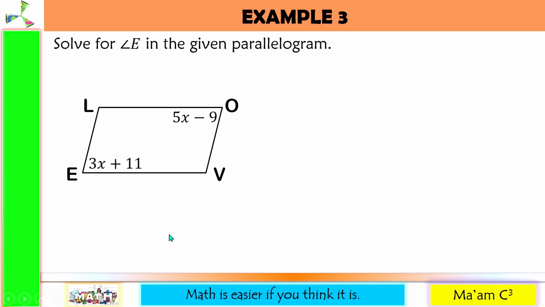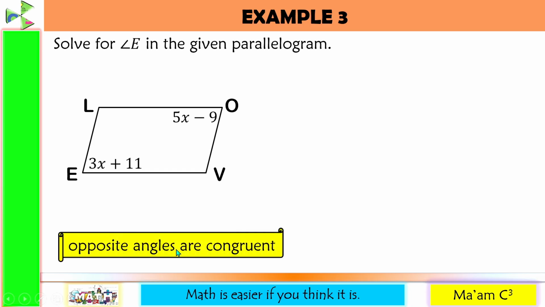Let us recall again one property of a parallelogram, and that is opposite angles are congruent. It means angle E is congruent with angle O because they are opposite angles. Let us substitute. Angle E is 3x plus 11 while angle O is 5x minus 9.